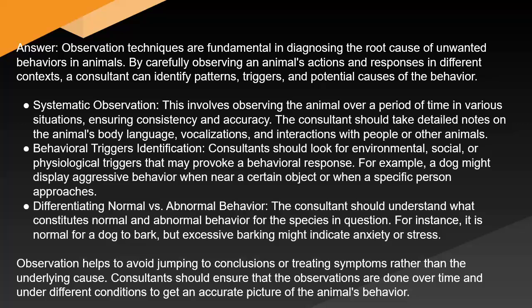Differentiating normal versus abnormal behavior. The consultant should understand what constitutes normal and abnormal behavior for the species in question. For instance, it is normal for a dog to bark, but excessive barking might indicate anxiety or stress. Observation helps to avoid jumping to conclusions or treating symptoms rather than the underlying cause. Consultants should ensure that the observations are done over time and under different conditions to get an accurate picture of the animal's behavior.